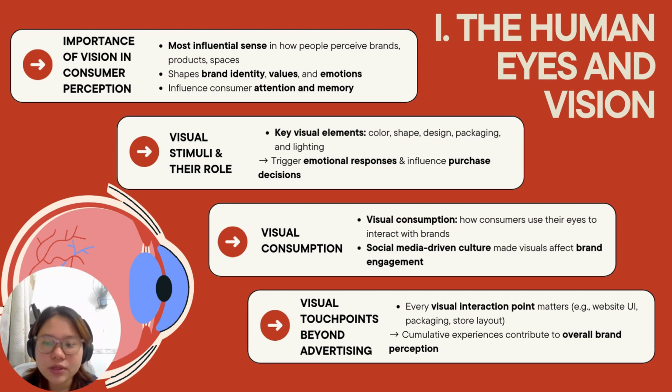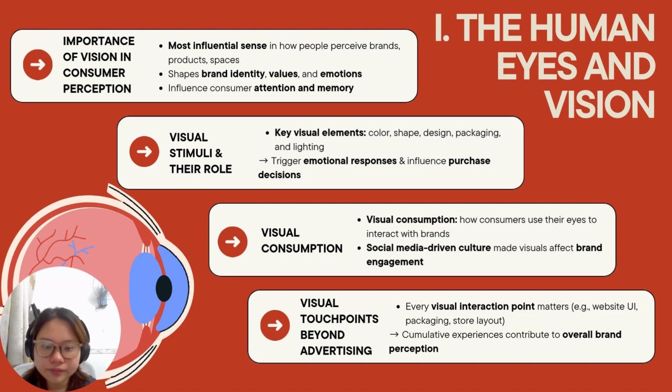Thirdly is visual consumption and digital behavior. Visual consumption refers to how consumers use their eyes to interact with the brand: to see the products, the logos, the store layout of the brand. In today's social-media-driven culture, visuals are not limited to the traditional store, the logos, or the brand names. They also include Instagram images and video content on social media, and these heavily affect brand engagement in the customer's mind.